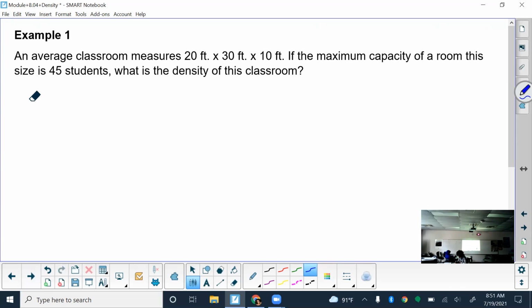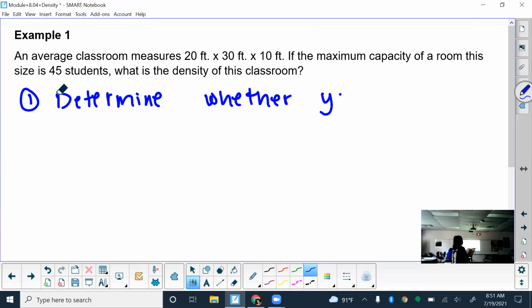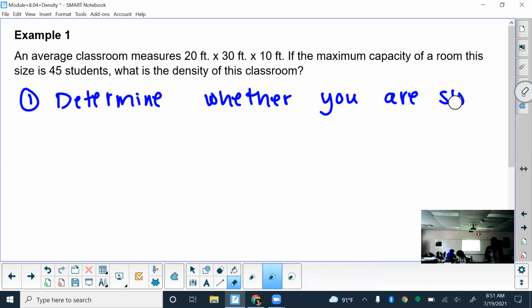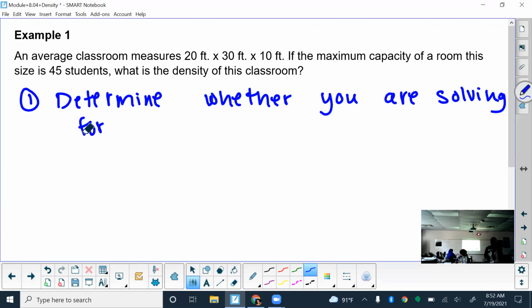First thing you would do is determine whether you are solving for D, M, or V, right? Because our formula is usually density equals mass over volume.